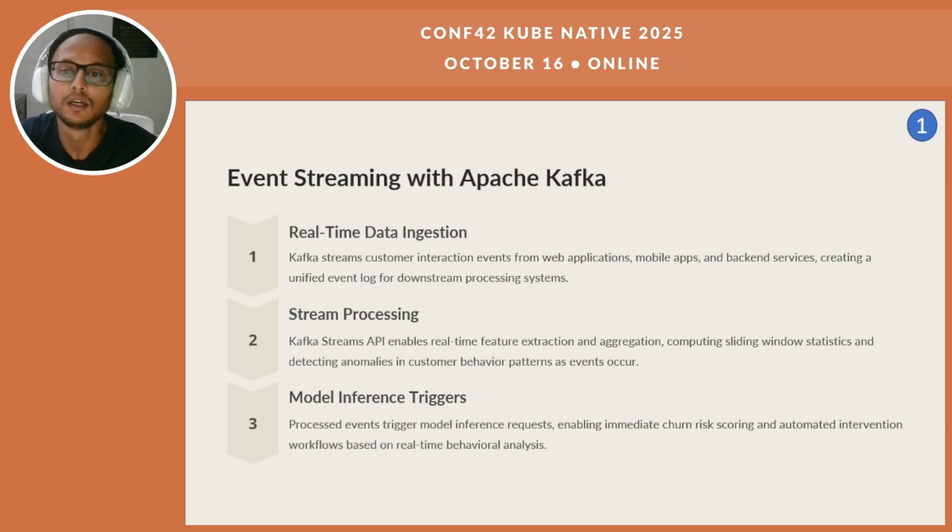Kafka Streams API is a real-time feature extraction and aggregation system that helps detect anomalies and enable pattern recognition based on how the data is flowing through. These processed events and patterns trigger model inference requests that enable instant churn risk scoring and automated intervention workflows. So again, putting it all together, in the example of the conductor, Kafka is the system that picks up everything that's happening all around and makes sure that information is available to the conductor as well as the musicians when needed.